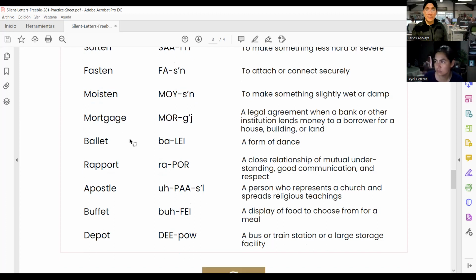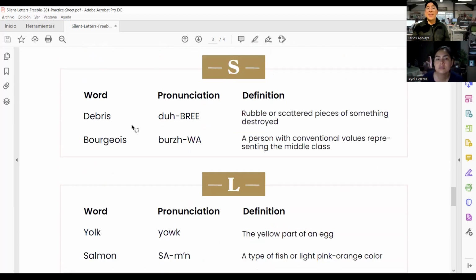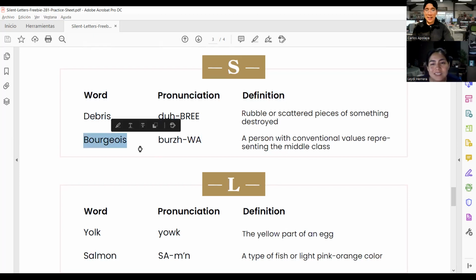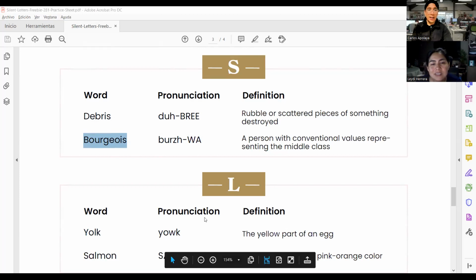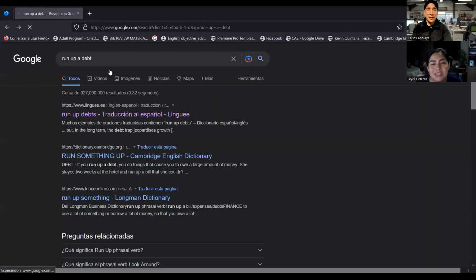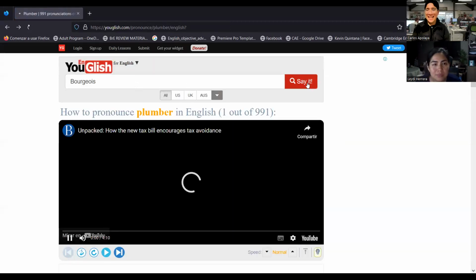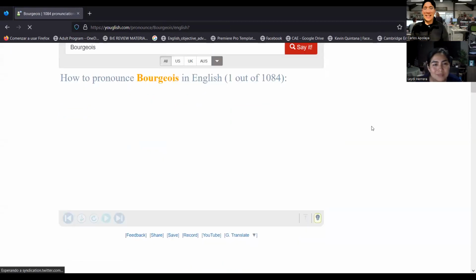Okay. With the S, we have the Dubré and bourgeois. And this word could be difficult, bourgeois, but it means burguesía, burgués, of course. And there are some sounds that we don't pronounce here. Let's Google it here on Googlish. It seems like French. Let's listen.